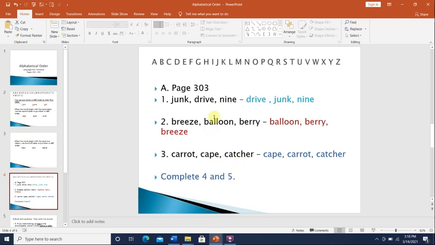Okay? If we look in the alphabet, which one comes first? R or P or T? As you go through the alphabet, we find that P comes first. So the first word would be cape. And the second word would be carrot. And the third word would be catcher.